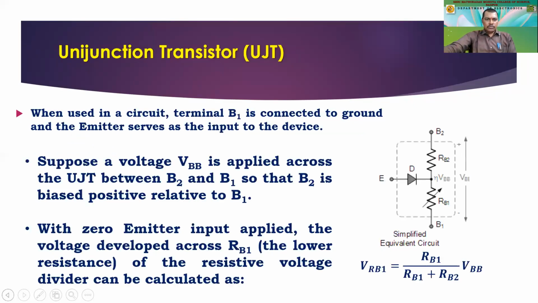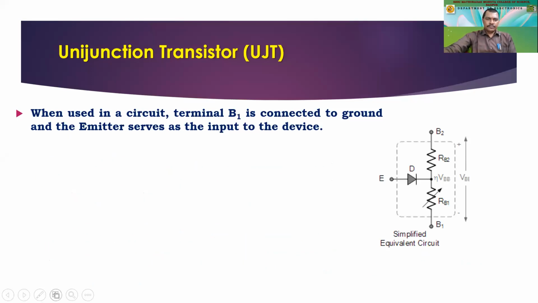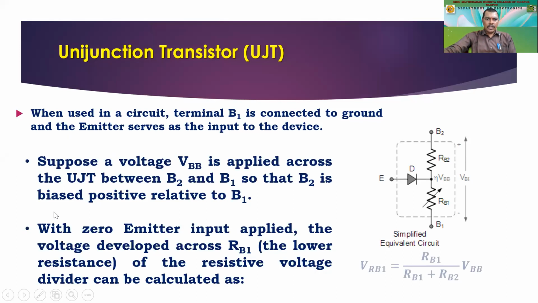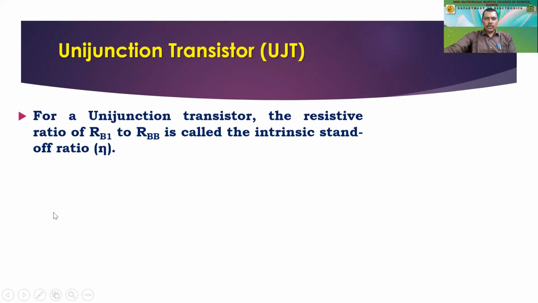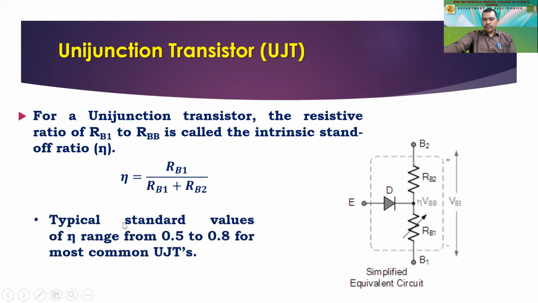So I guess it is again reversed. Yeah, so this one is called the intrinsic standoff ratio, eta, which is equal to RB1 by RB1 plus RB2, and the value of it ranges from 0.5 to 0.8. This is all actually resistance, and the unit of resistance is ohm.